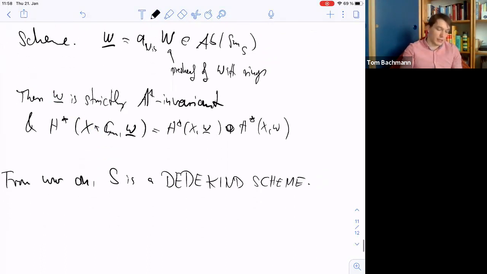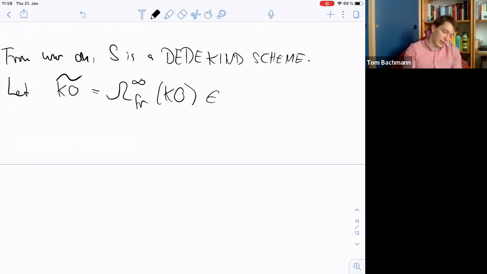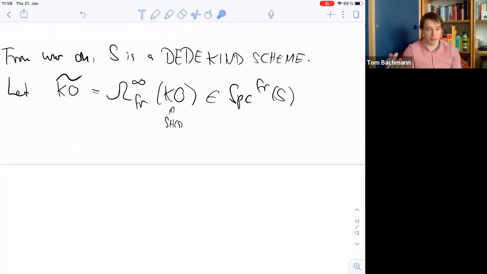All right, so now I'm going to give you the construction. We put KO tilde, which is just omega infinity framed of KO. KO, of course, is in SH(S), and we agree that we know what this is, and it's stable under base change. This is going to be some framed motivic space. It just means you take the infinite loop space of KO and then observe that this automatically has frame transfers.